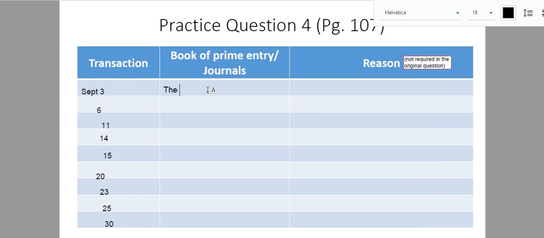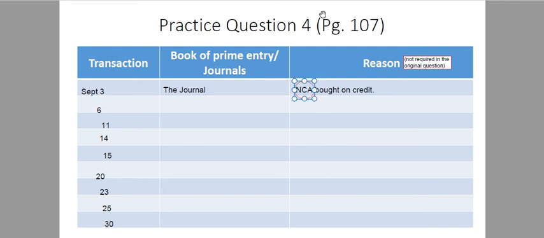So the journal, and the reason is, in fact two reasons. A non-current asset, so we'll write it as one: non-current asset bought on credit. So we will circle NCA and on credit just to highlight them. Highlighting is better. So non-current asset and on credit. These two things are important, and that's the reason why it is going in the journal.